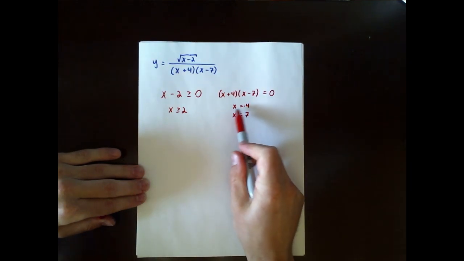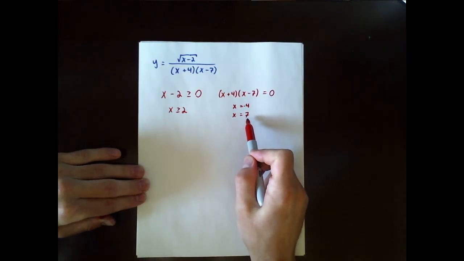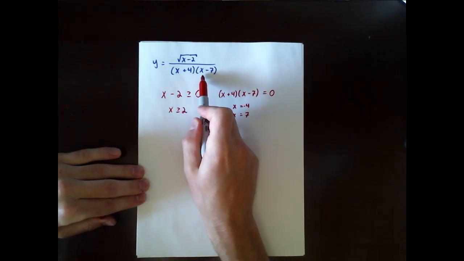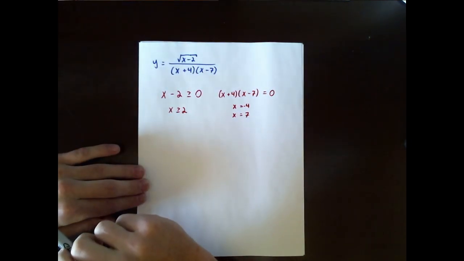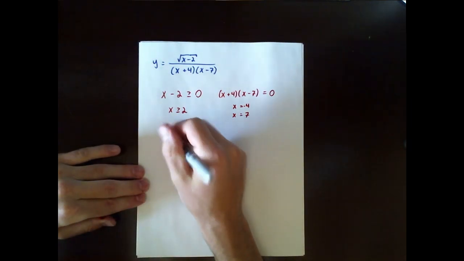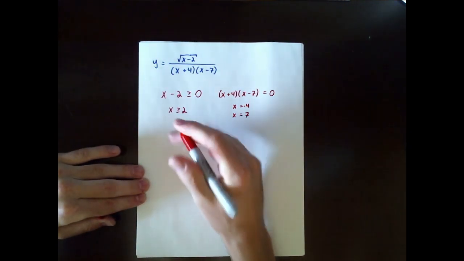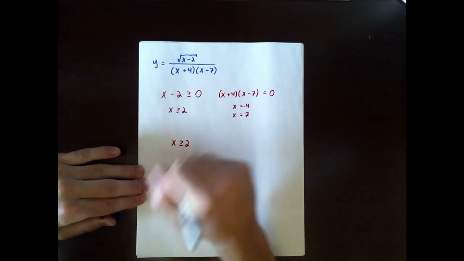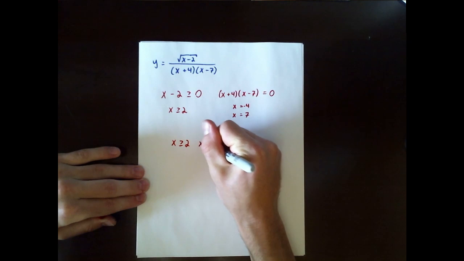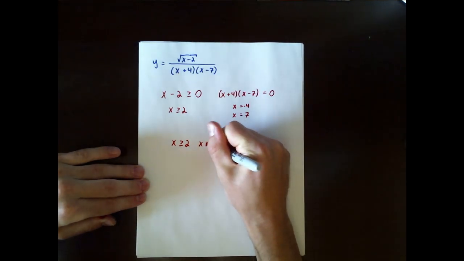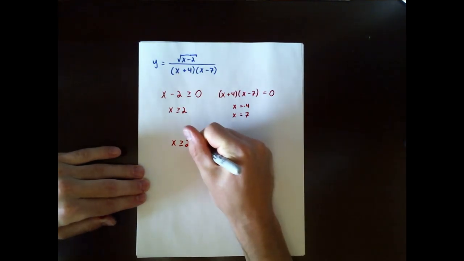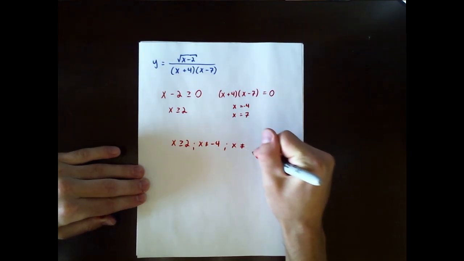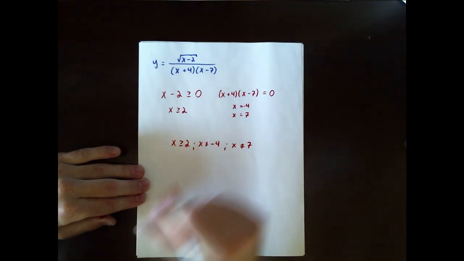So when x is negative 4 and when x is positive 7, we're going to have a 0 in our denominator, so that's not going to be in the domain of our overall function. So the domain of this function here is going to be x is greater than or equal to 2 as long as x is not equal to negative 4 and as long as x is not equal to 7.